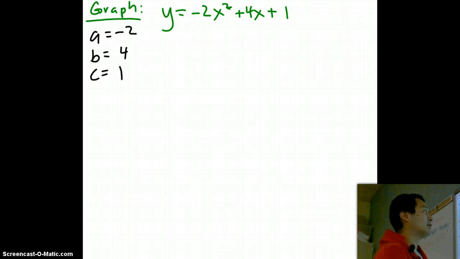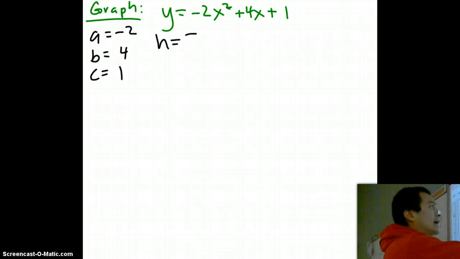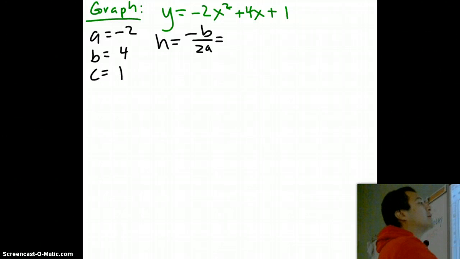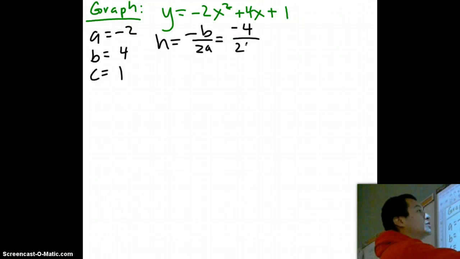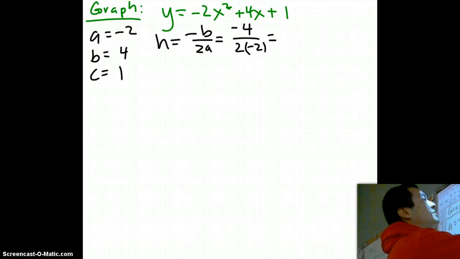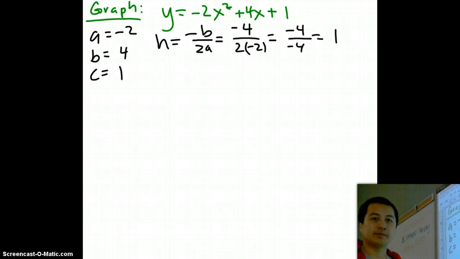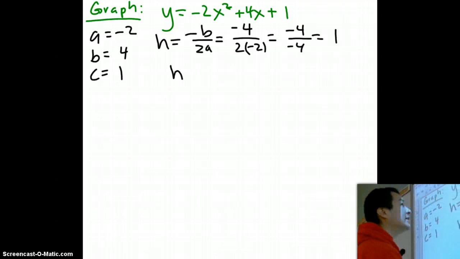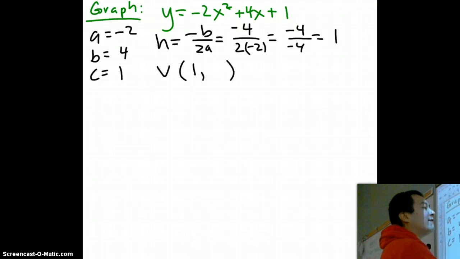Alright, now we're going to use the formula. Remind me of the formula again. H equals negative B over 2A. Perfect. Just plug it in. H equals negative B, B is 4, so negative 4 over 2 times A. A is negative 2. This is going to be negative 4 over negative 4, which is 1. Perfect. This is my first part of my vertex. So my vertex is 1 comma something. I don't know yet. How do I find that K?